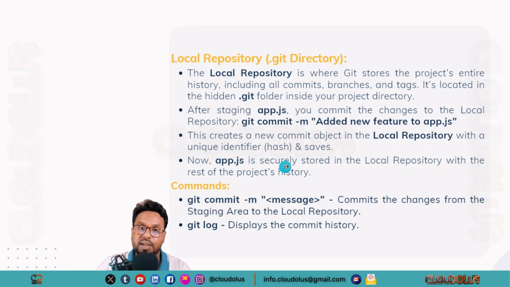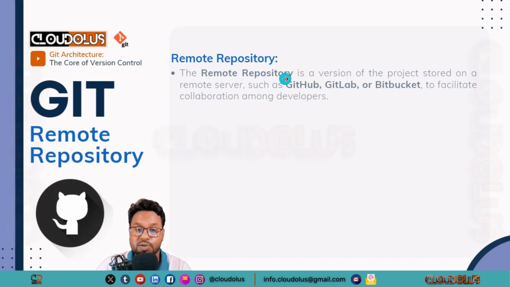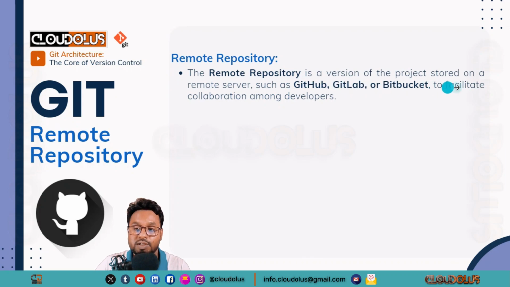And next we'll go to the remote repository. So what is the remote repository? The remote repository is a version of the project stored on a remote server such as GitHub, GitLab or Bitbucket to facilitate collaboration among developers. After the working directory, staging area and local repository, the final stage is a remote server, called the remote repository, like GitHub, GitLab and Bitbucket. If you need to share your code with your team, or for any open source project, you commit the whole commit history to the remote repository for sharing.